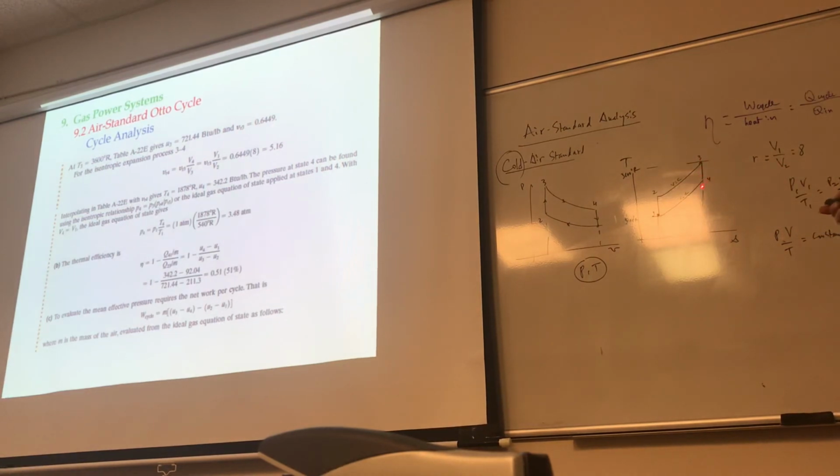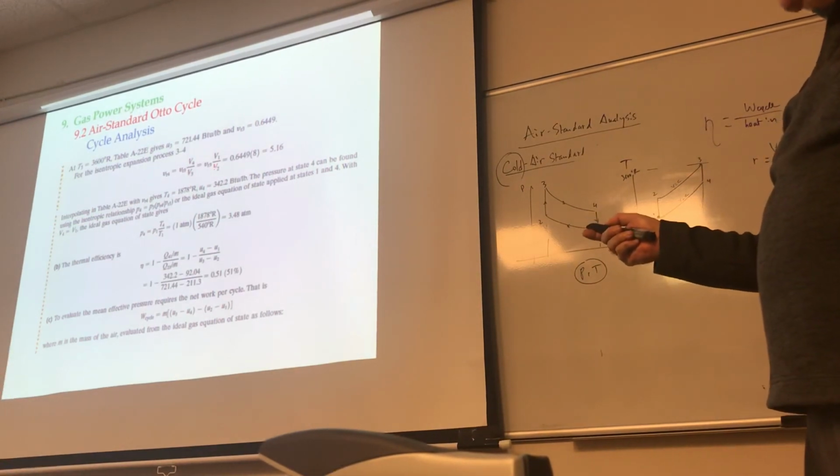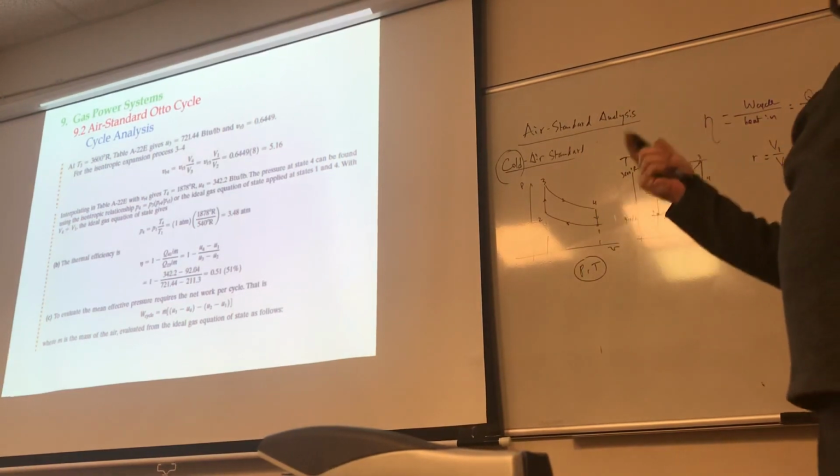What do I need to do now between 3 and 4? I need to find the value of VR4. How is that? Well, VR4 divided by VR3 is equal to V4 divided by V3. Now, do we know what V4 divided by V3 is? Remember, V4 over V3 is the same thing as V1 over V2, when you draw the system like this. Now you find 5.16.